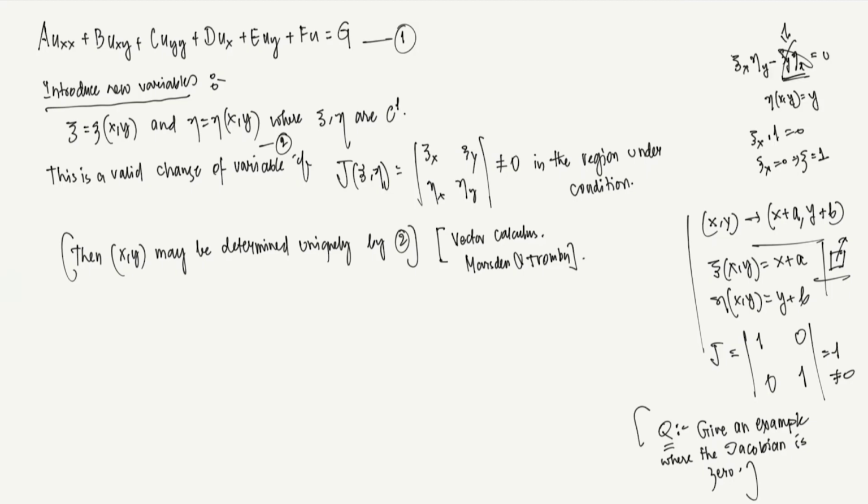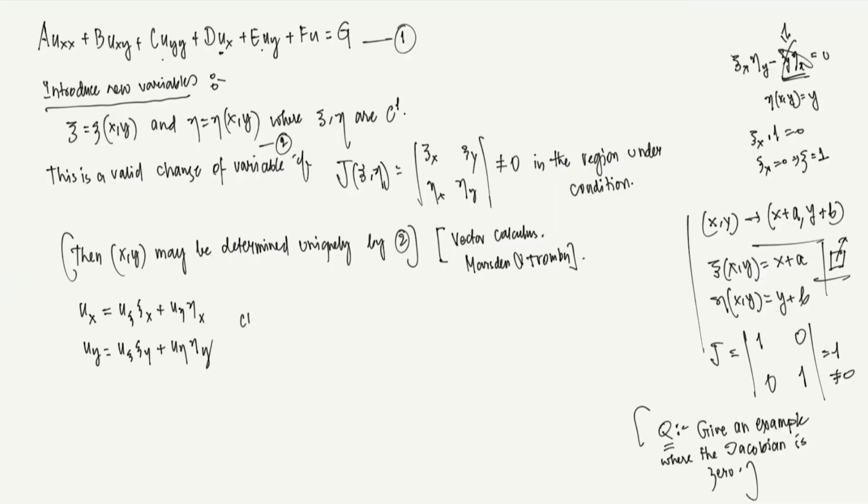Okay, so now with this change of variable, we can write this in terms of xi and eta. That is what we want. So what happens to u of x? Xi is a function of x and y, and eta is a function of x and y. So we need to find what happens to ux, uy, uyy, all these things, right? So ux is nothing but u xi xi x plus u eta eta x. And similarly uy becomes u xi xi y plus u eta eta y.